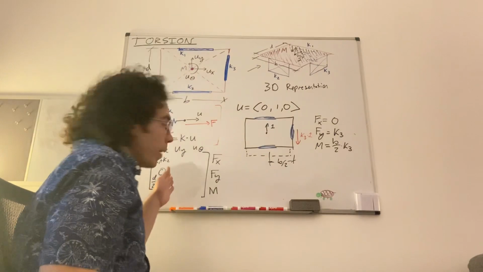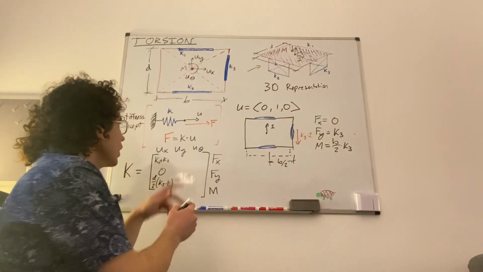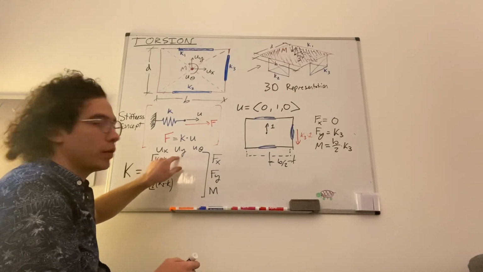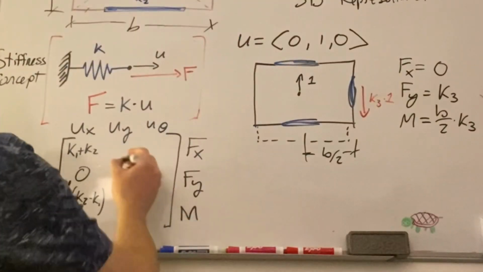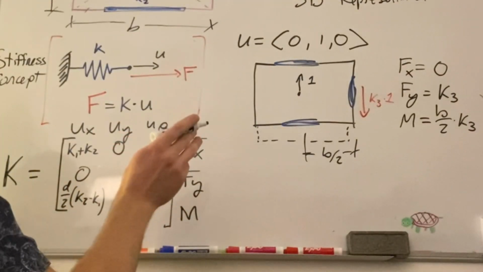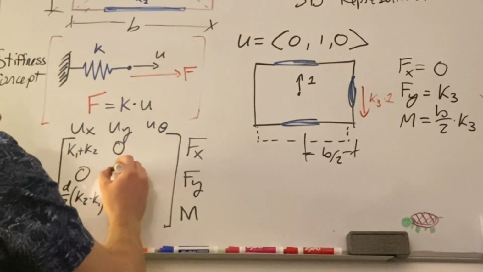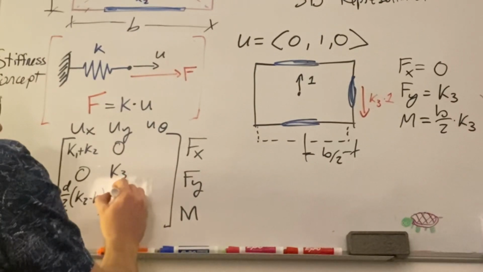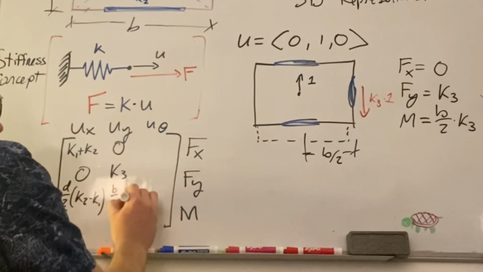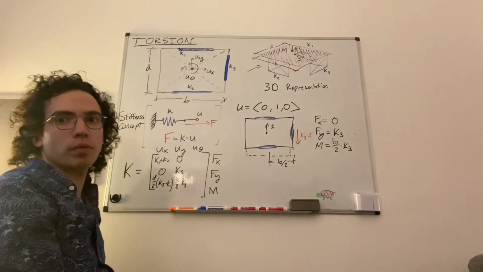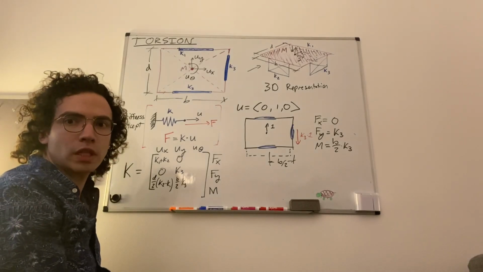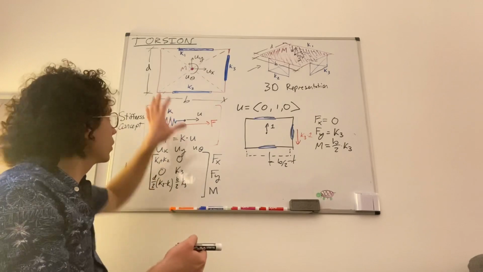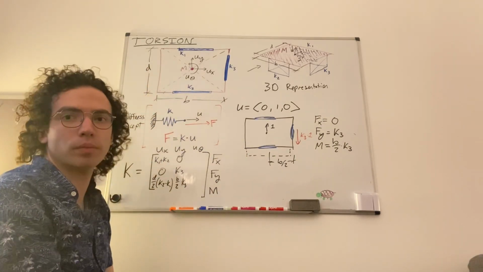So going back to the matrix here, let's fill out the y column, the Uy column. So we have 0 here, and then Fy is going to be K3. And then for M, we have b over 2 times K3. So that's that column of the global stiffness matrix for this one-story asymmetrical building.